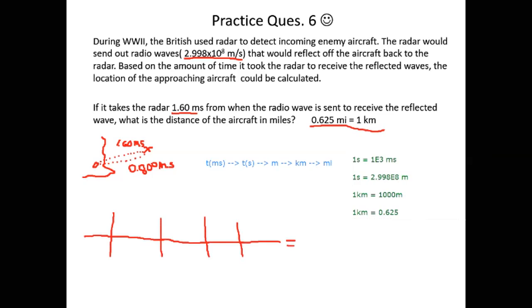I think this is all we need to know. And you can do this in several steps. I'm just going to do it all in one step, but you're welcome to do several steps. So we start with our 0.800 milliseconds. So we're going to convert milliseconds to seconds. So we know that 1 e to the 3rd milliseconds is 1 second. Next, we want to convert to meters. So we know that in 1 second, it travels 2.998 e to the 8th meters.